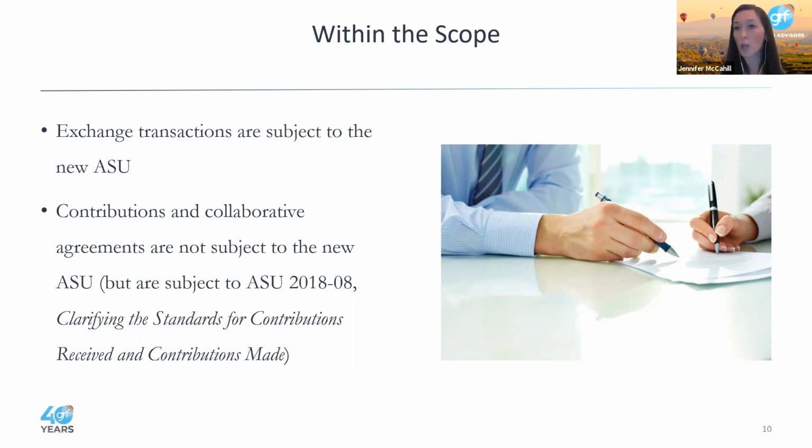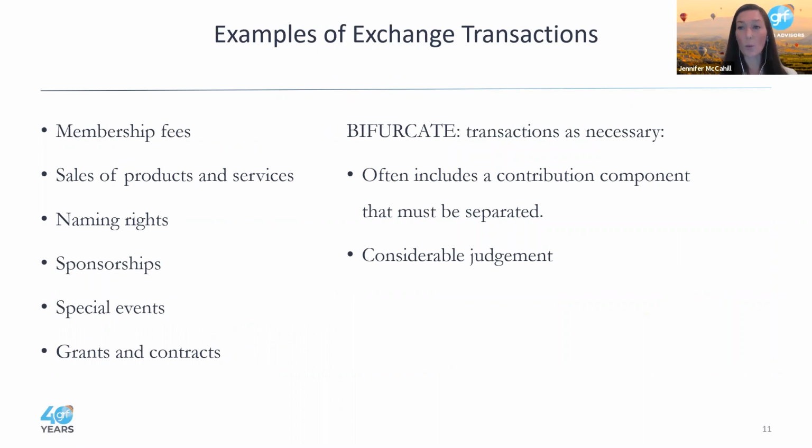So when we're talking about contributions or donations, or some grants, those are going to fall under what we've referred to as ASU 2018-08. Those don't fall under Topic 606. We're focusing primarily on those exchange transactions. On the next slide, we've given you some examples of what we see in exchange transactions, the ones that have come up most often as streams of revenue that our nonprofits need to analyze against the new standard. Those are membership fees, listed on the left-hand side here, sponsorships, grants and contracts. We've got examples of all of these that we're going to do a deep dive into.